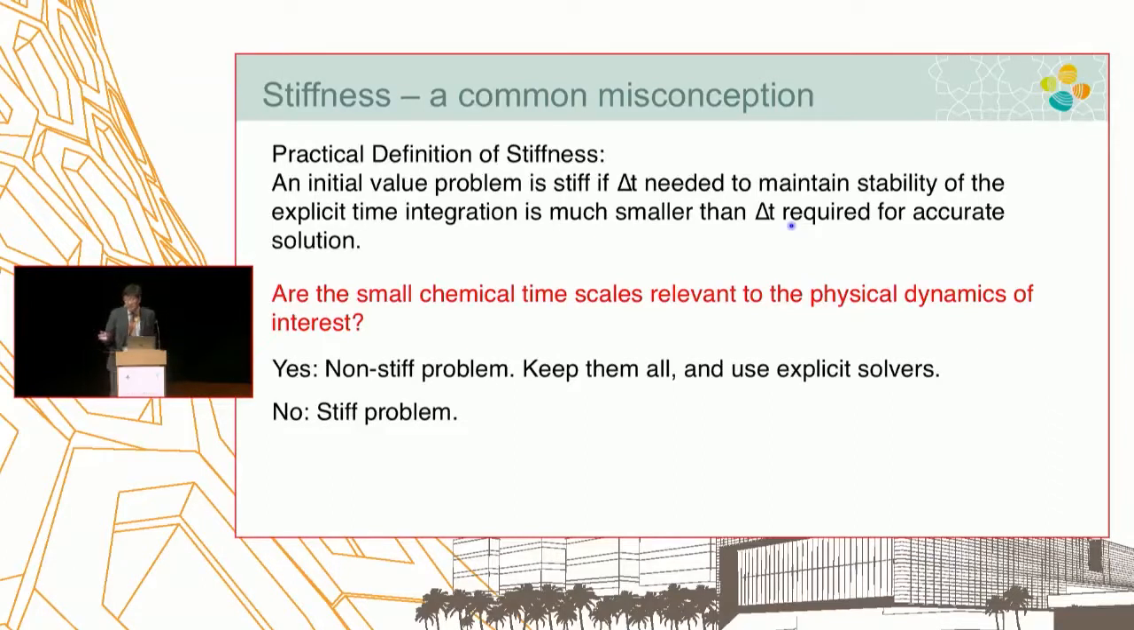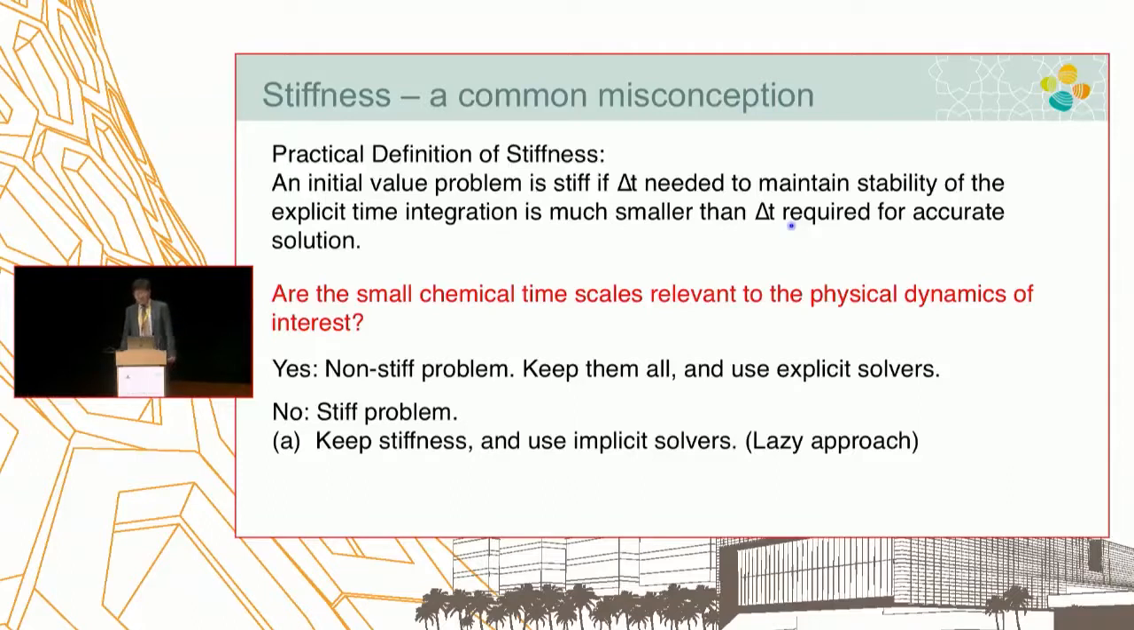Otherwise, if it's stiff, there's another solution, which is called implicit time integration. Those who have done CFD know implicit time integration is unconditionally stable. So it'll give you a solution no matter what delta t you take. You take 10 seconds of delta t from now, you will get a solution, except it's going to be completely meaningless. So one remedy for a stiff problem is you keep the stiffness and use an implicit solver. In my opinion, it's a lazy approach.